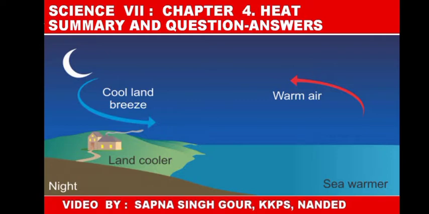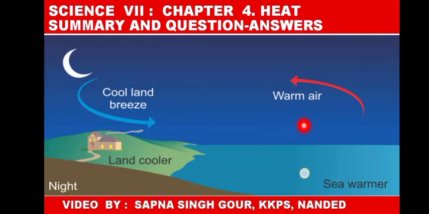Land breeze, during the night time. Now, as you know, the water takes time to cool down. It takes time to get hot also, and to cool down also it takes some time as compared to land. So during the night what happens? Land cools fast and gets hot also fast. So during the night time what happens? The land gets cool fast, whereas the water in the sea takes time to cool down.